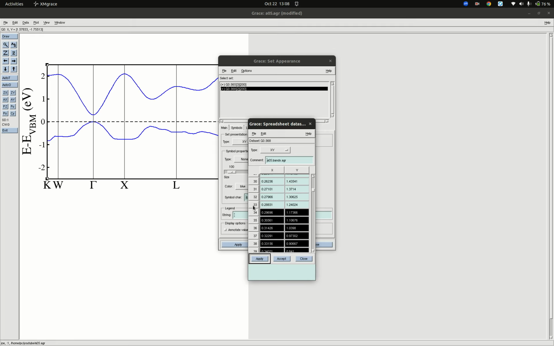You can convert this into an Excel file and apply a curve fitting formula there, but I used to calculate this curve fitting in XM Grace.